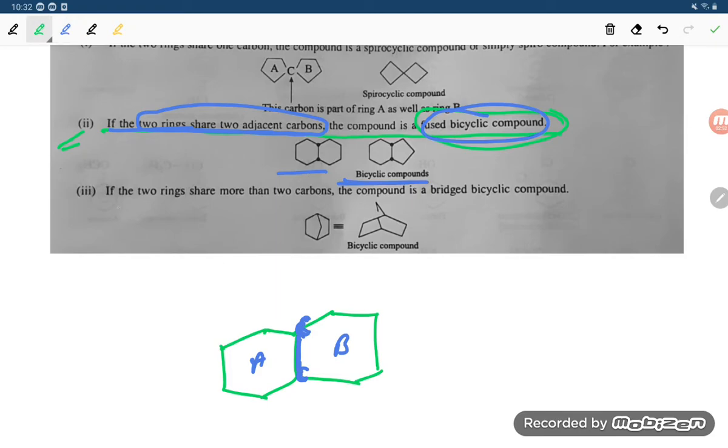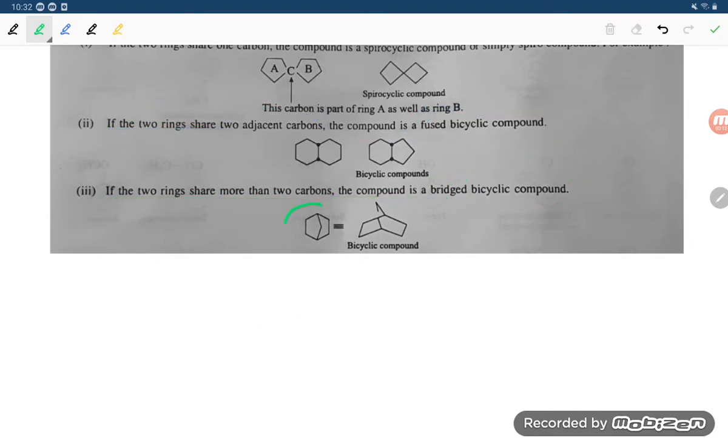Last one, students. If two rings share more than two carbons, the compound is called a bridge cyclic compound. So if two rings are sharing more than two common carbons, that is known as a bridge cyclic compound. For example, if you see this example, this is ring A and this is ring B. How many common carbons are there? This is C1, this is C2, and this is C3. Three carbons are there, students.